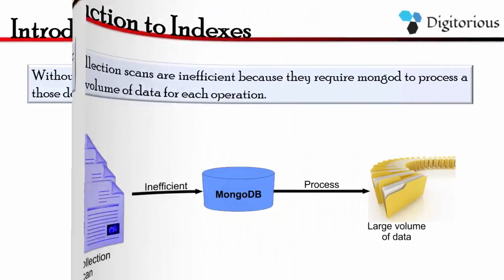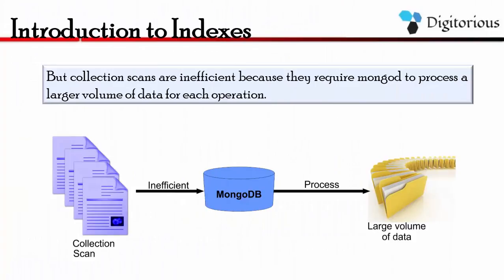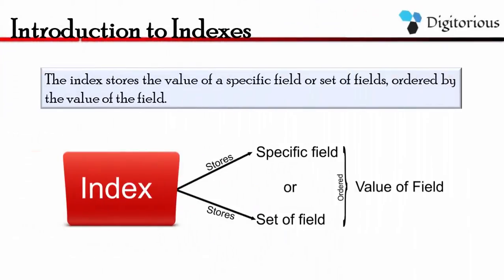So as in the book example given earlier, we can say that collection scans are highly inefficient and require MongoDB to process a large amount of data for every operation, or we can say for every query. Indexes store the value of a specific field or set of fields, ordered by the value of the fields.